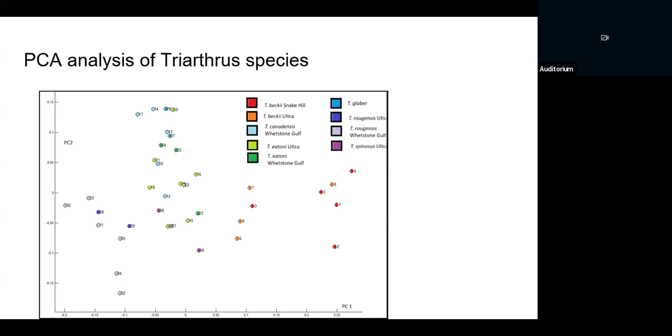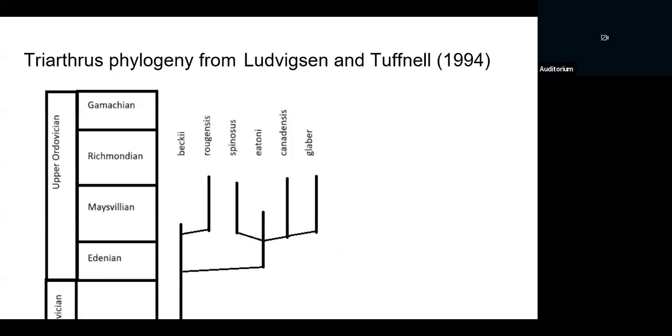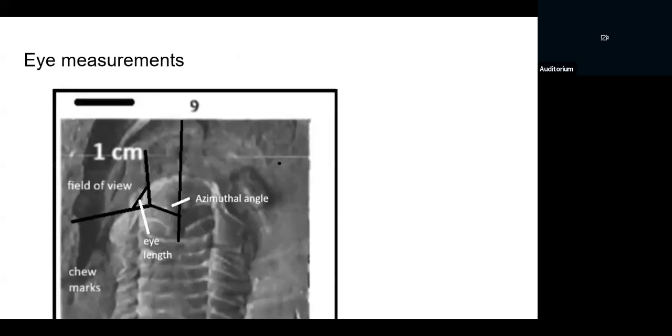That's statistically significant. And here's a phylogenetic analysis that was produced by Ludvigsen and Tufnell. I think they're on the right track with beckai at the bottom producing eatoni and then some of these other species. And this is the latest thing that I came up with working with Chris McRobertson and Suni Cortland. What's going on with these trilobites? What's driving these evolutionary patterns that we see in the landmark analysis and the PCA?